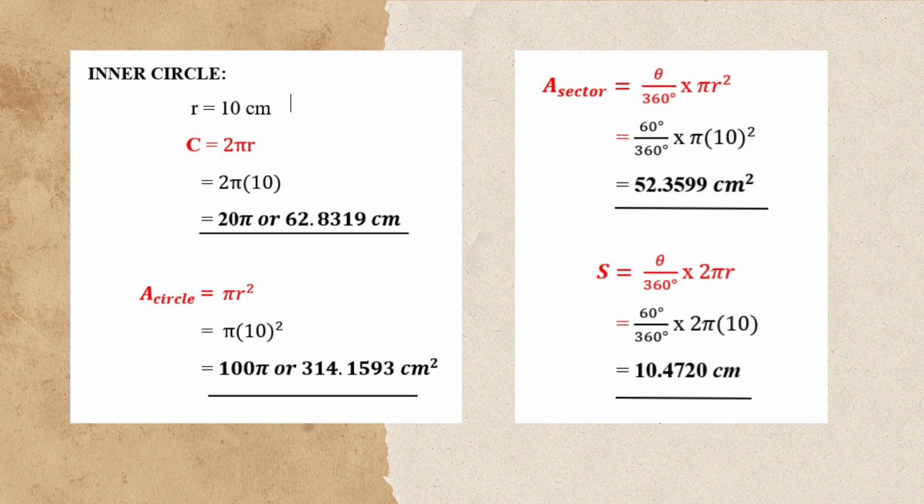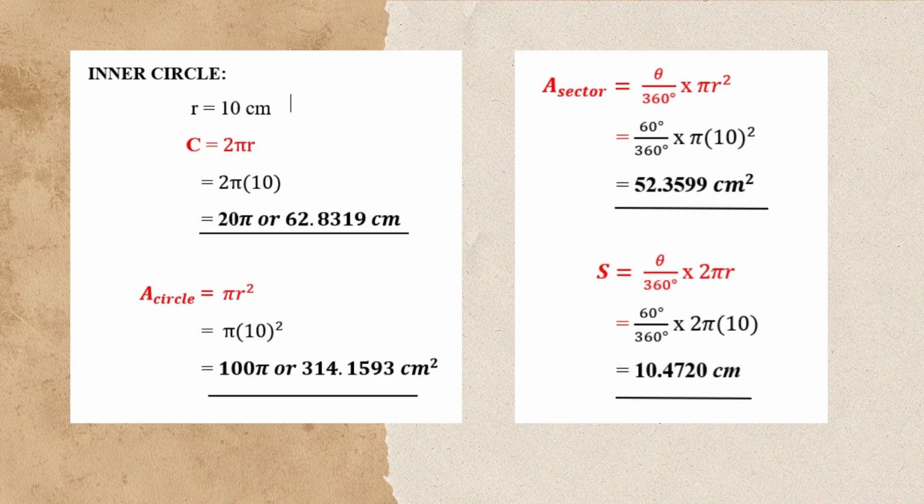Now, for its area. Using the same formula as before, pi r squared, and substituting the radius into the formula will give us pi times 10 squared, where we put the equation into our calculator, giving us the answer 100 pi or 314.1593 centimeters squared. Now let's start to find the area of sector and its arc length for the inner circle.